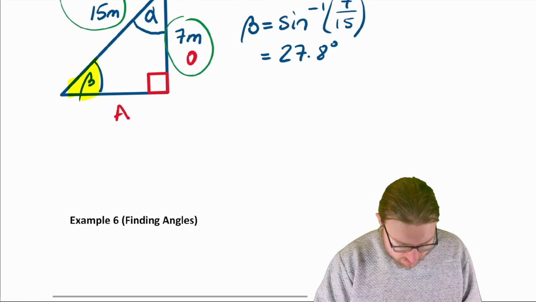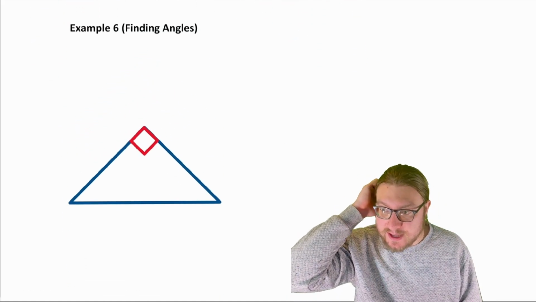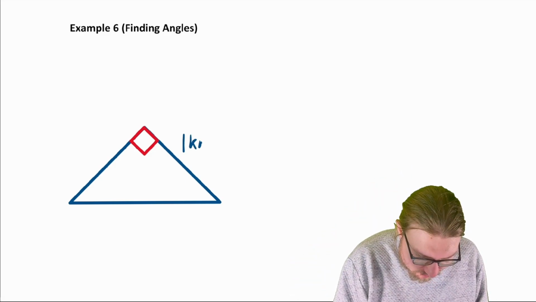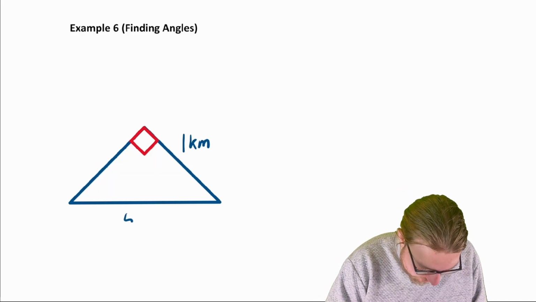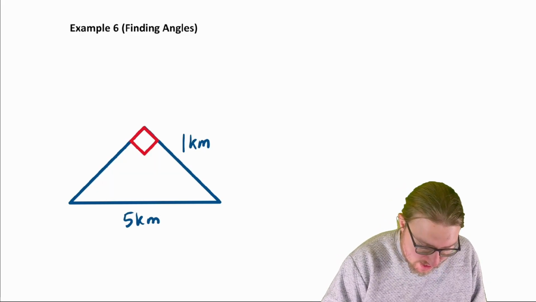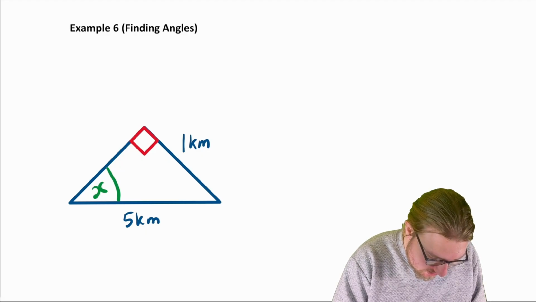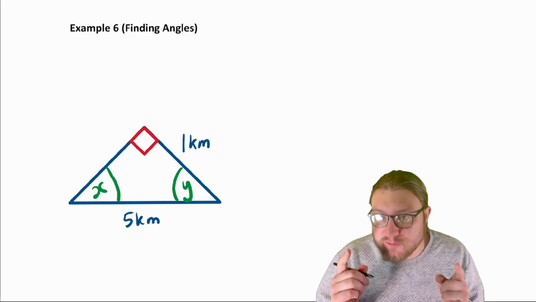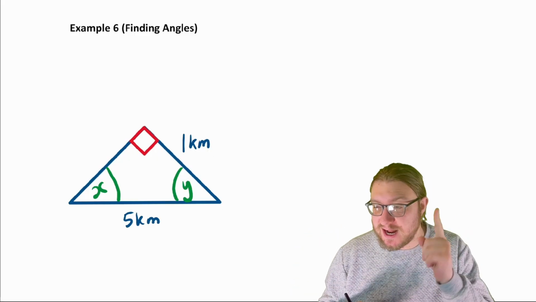Wonderful. Okay, now I think we've done enough examples of finding the angles, but I'm just going to give you guys another example to do. We have 1 kilometer distance between 2 points. Over here we have 5 kilometers distance, and what we want to know is the angle, let's call this one X, and the angle Y. So this is the time for you guys to pause, try this question, write your answers in the comments, and I'll check them for you.